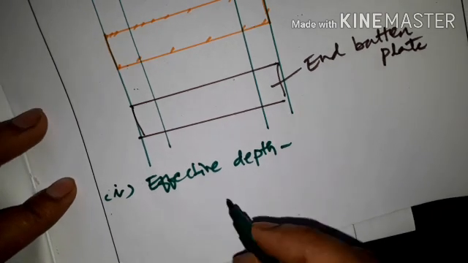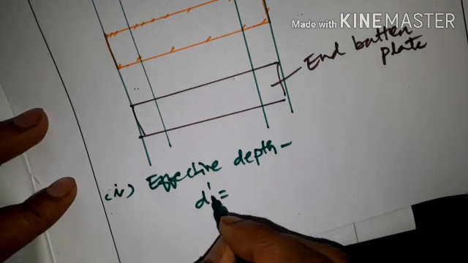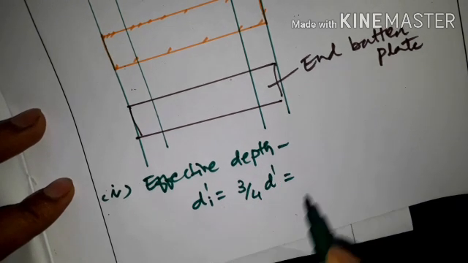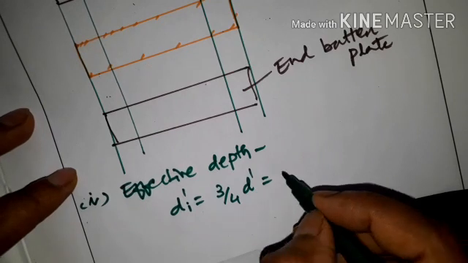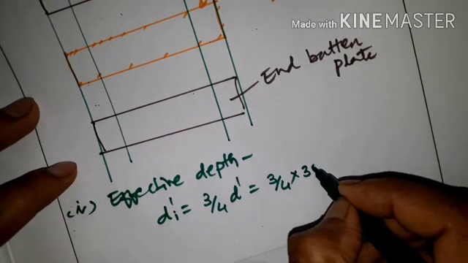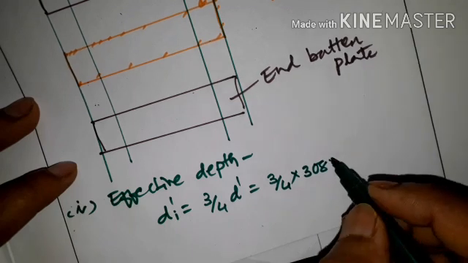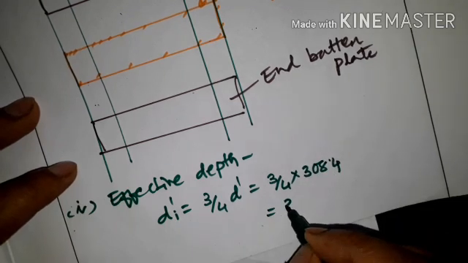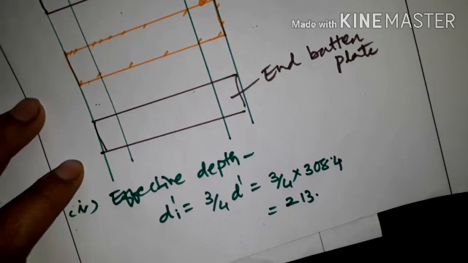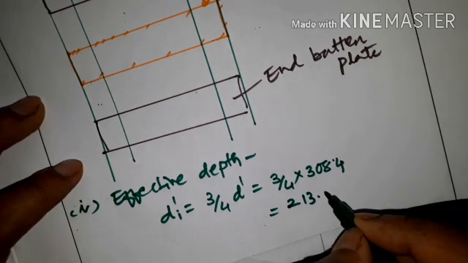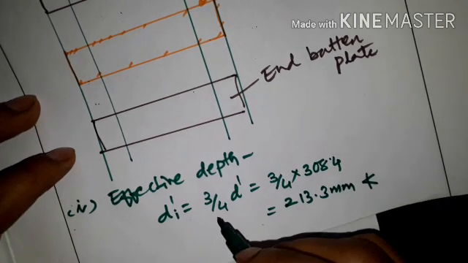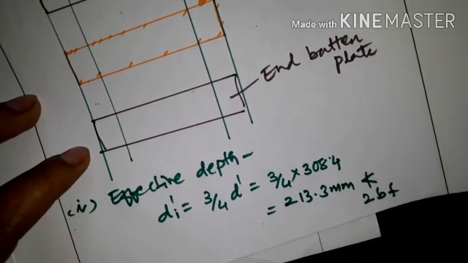Effective depth is again, I will call it Di dash because it is intermediate. So that will be 3/4 of D dash, 3/4 of 308.4. Okay, so that is 213.3 mm, and it should not be less than 2 times the breadth of flange.